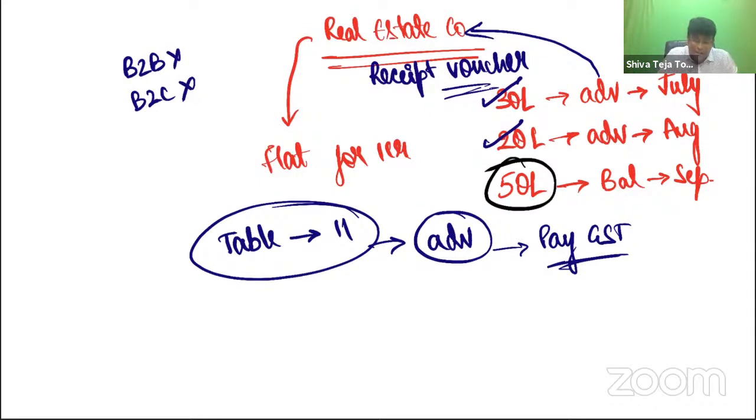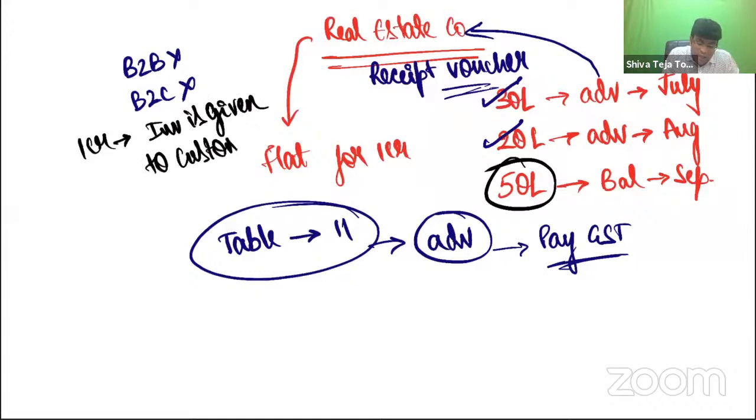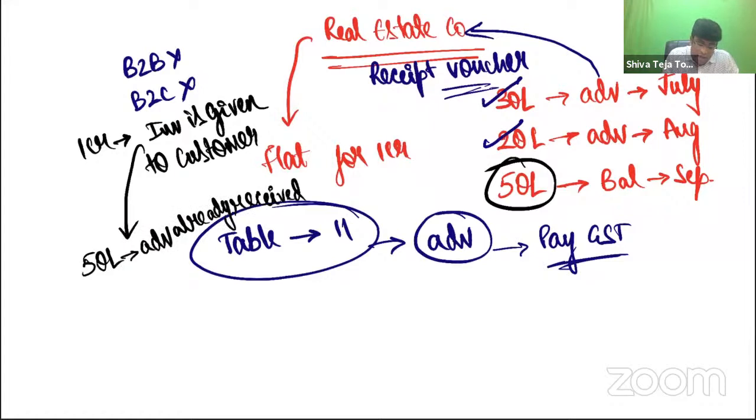And what happens is that for 1 crore, invoice is given to customer. Out of this 1 crore invoice given to customer, 50 lakhs is advance already received. And the balance 50 lakhs will be in current month.